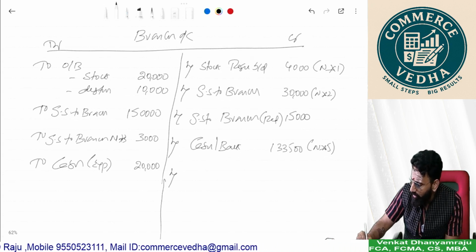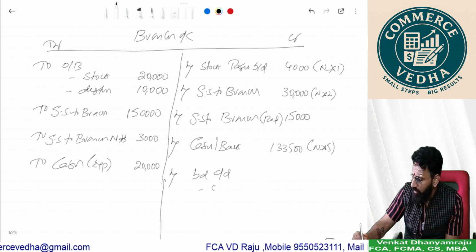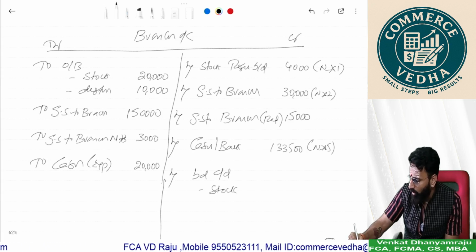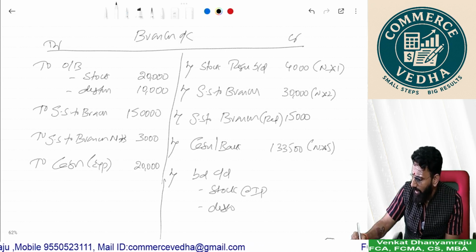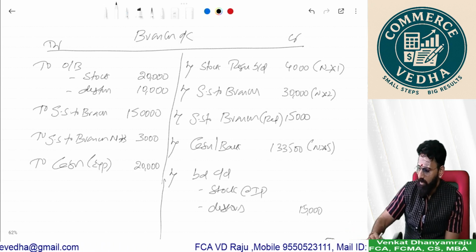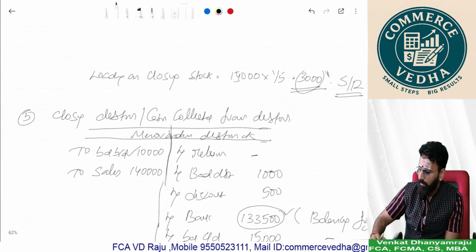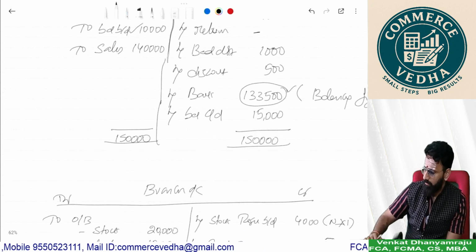Now I should also record by balance carried down, stock at invoice price, and debtors actuals. So debtors is given 15,000. Stock we computed is 15,000, closing stock.